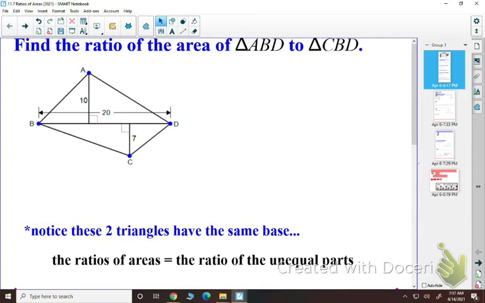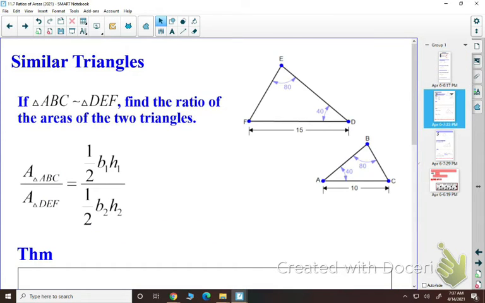What I have left to look at are your similar triangles. So remember, similar means they have the same shape, they're different sizes. Specifically with triangles, their angles have to be congruent and their sides are proportional. So if triangle ABC at the top there is similar to triangle DEF, find the ratio of the areas of these two triangles. Okay, so it would be 1/2 base 1 times height 1, and then 1/2 base 2 times height 2.